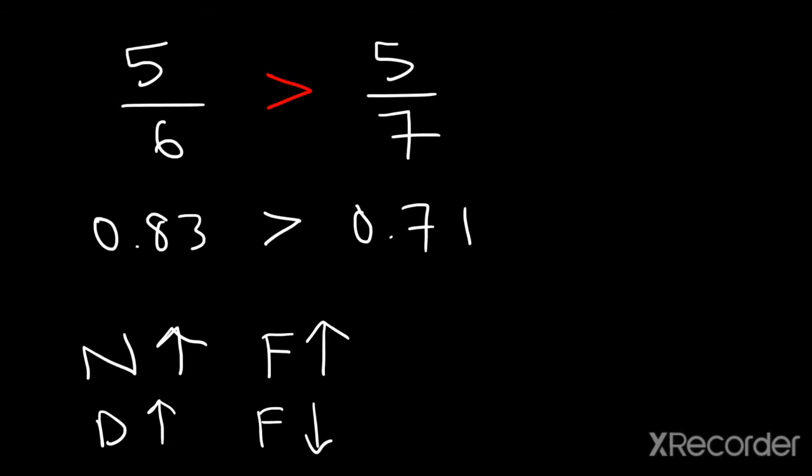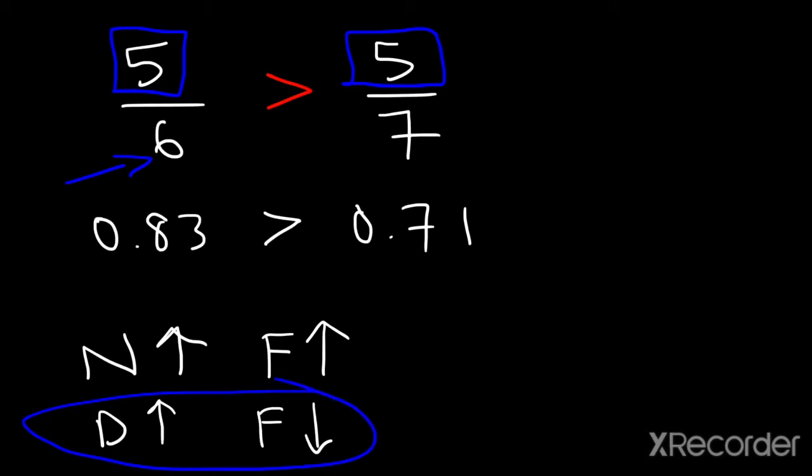So keep this in mind. If the numerator is the same, then the fraction with the smaller denominator will have a larger value. The fraction with a larger denominator will have a smaller value, because the value of the denominator and the value of the whole fraction are inversely related. As one goes up, the other goes down.